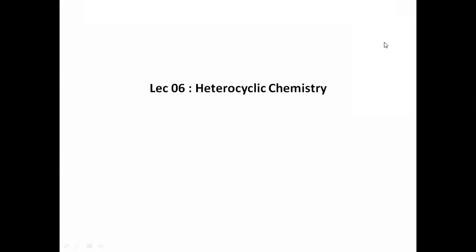On heterocyclic chemistry. We are discussing the synthesis and chemical properties of azoles. Azoles are five-membered aromatic heterocyclic compounds, and these are of two types containing two heteroatoms. One is 1,3-azoles and another is 1,2-azoles. So in this lecture, we will discuss 1,2-azoles.